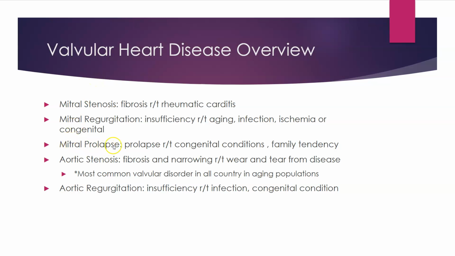Mitral prolapse is related to congenital conditions, where the valve just kind of falls apart a little bit. There can be a familial tendency with this one. Aortic stenosis, or narrowing, is caused by thrombosis and narrowing related to wear and tear from hypertension oftentimes. Otherwise there's regurgitation, and so you're getting that backflow through that valve.